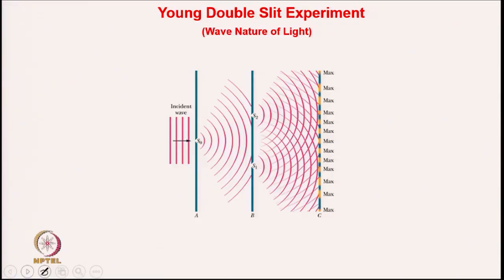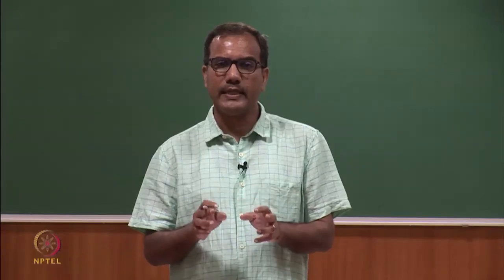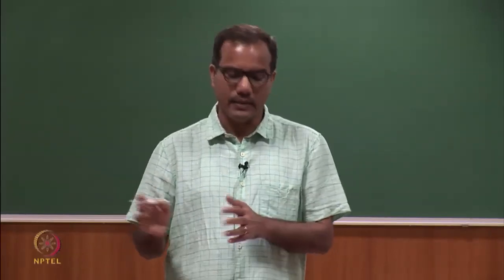A similar kind of explanation you can give. If the wave goes through one slit, there is a spread of the wave. If it goes through two slits, then there are a lot of places where two waves are at the same position. You can see these are the places. If these two waves are in phase, then you have maxima. When they are out of phase, or 180 degrees phase apart, then there is a minima.